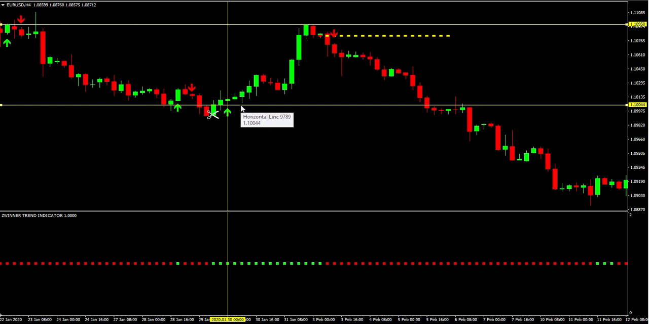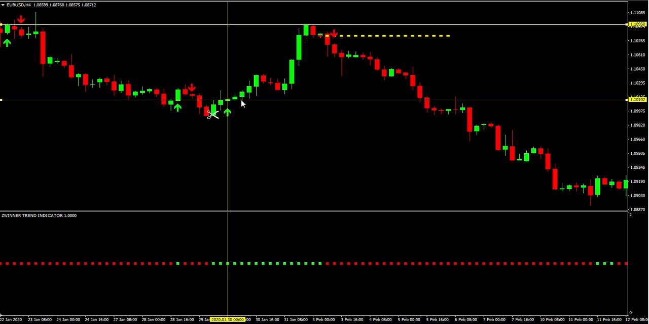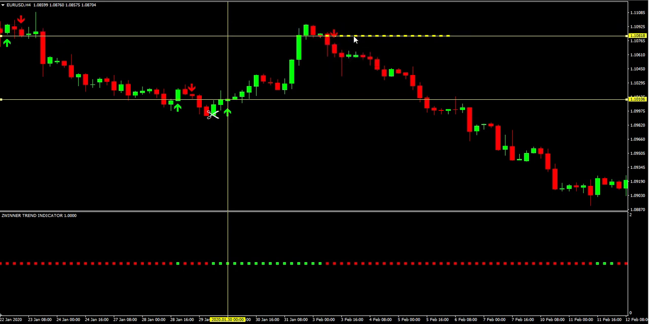You look below, yes, the trend is up, and then you go up here and enter the market, buy at the open of this new candle, and then you wait for the signal to get out. You get the very first red dot of the resistance level, so you get down here, and your profit is 71 pips.